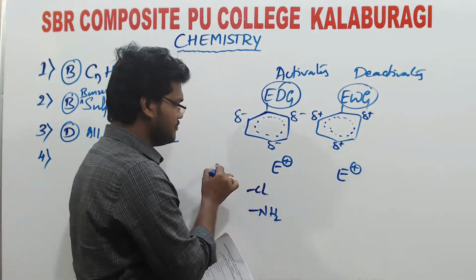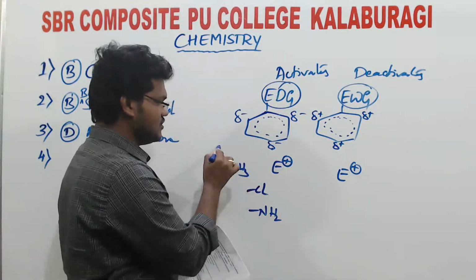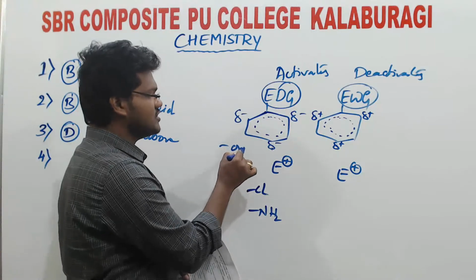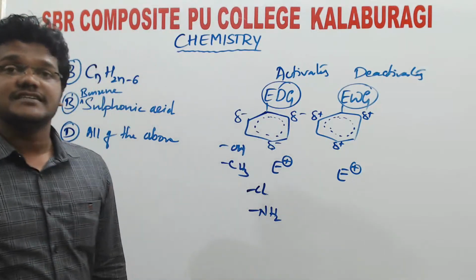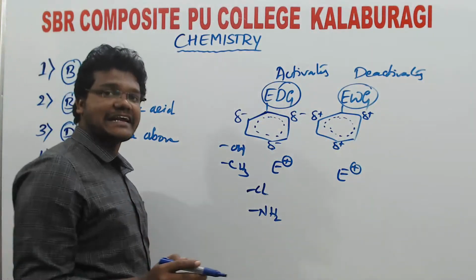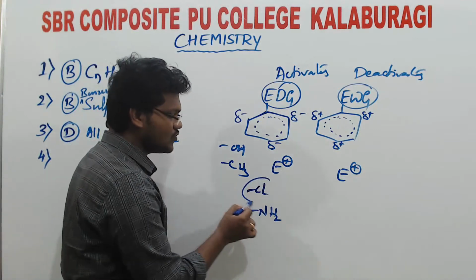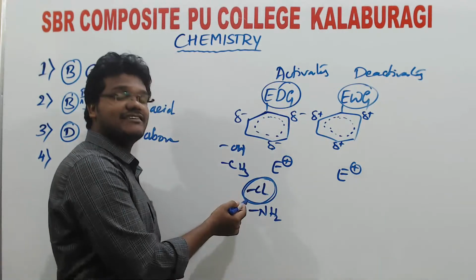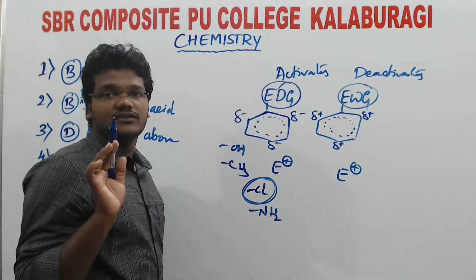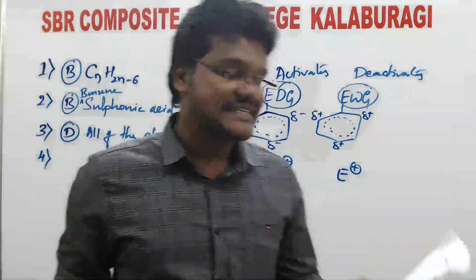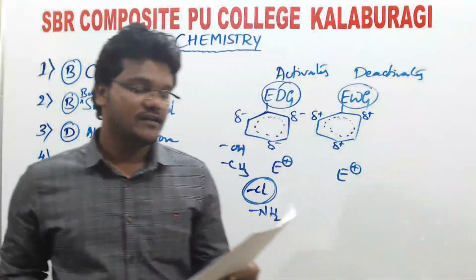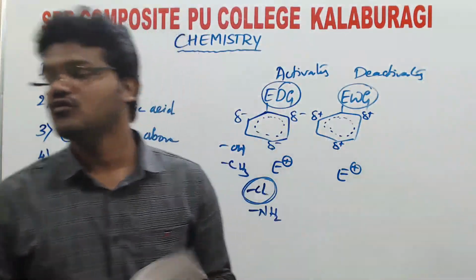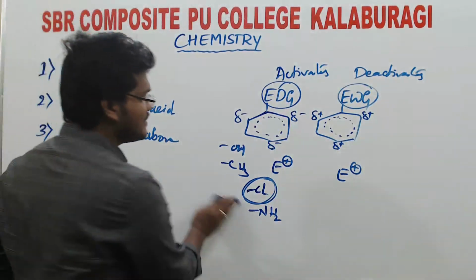Option B was methyl, CH3. Option A is hydroxyl, OH. Among these, which deactivates? The group which deactivates is chloro. It shows positive resonance, but it deactivates the ring, chlorine. So that is why option C is the correct answer for the fourth one.